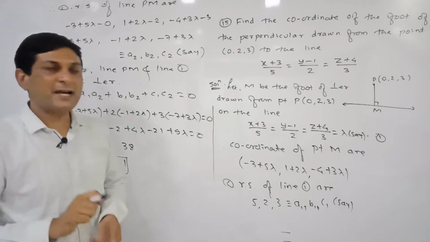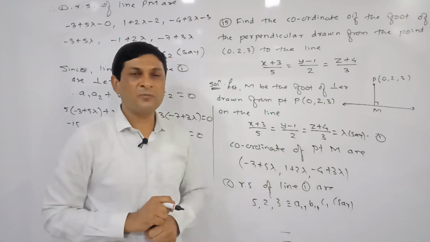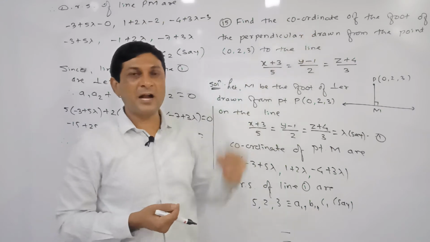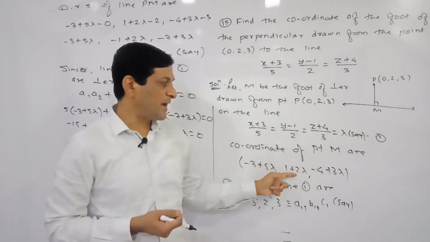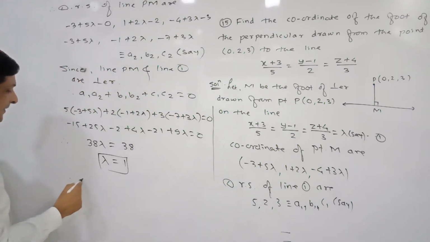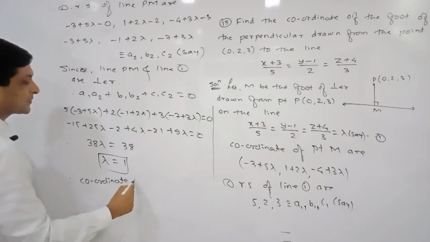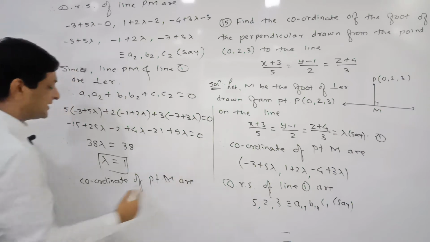Once the value of lambda is known to us, substituting the value of lambda here, we will get the coordinates of which point? M. And the question is also to find out what? Foot of perpendicular, and foot of perpendicular we have denoted by what? M. So substitute the value of lambda to find out the coordinates of point M. Therefore, the coordinates of point M are. So what we will get here?